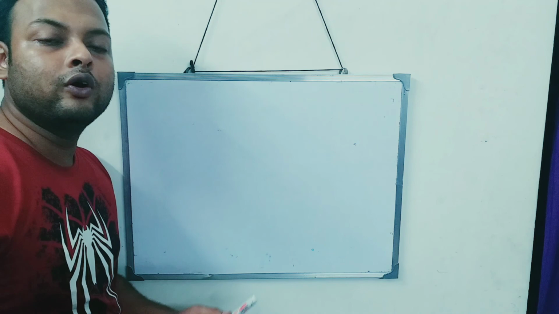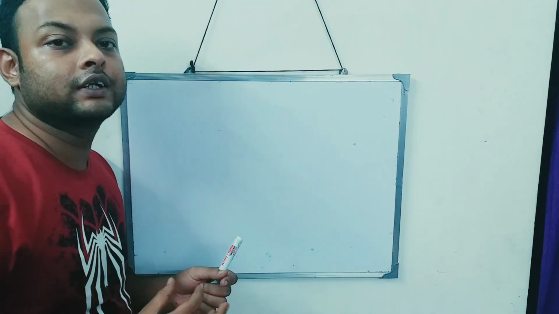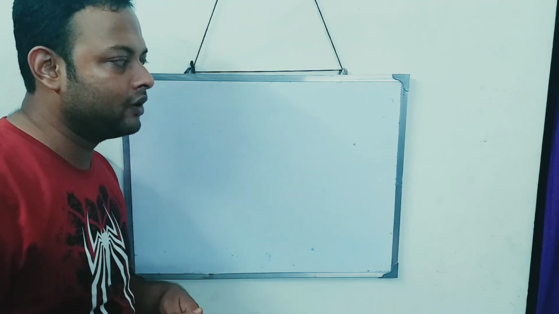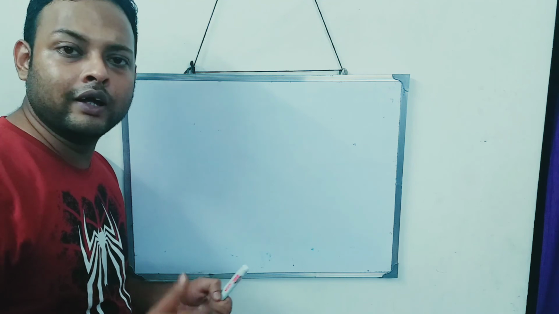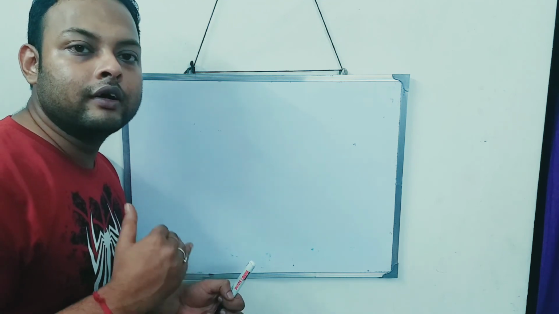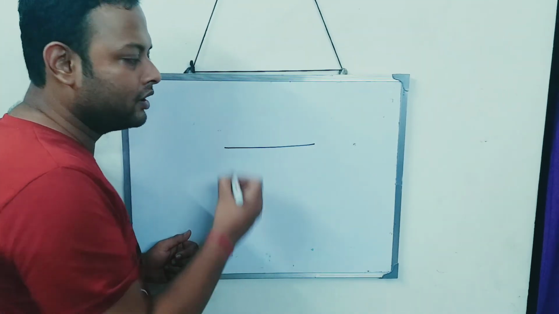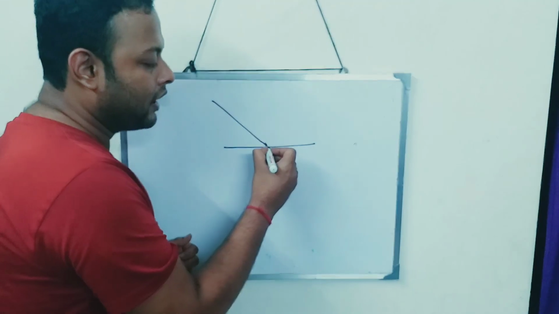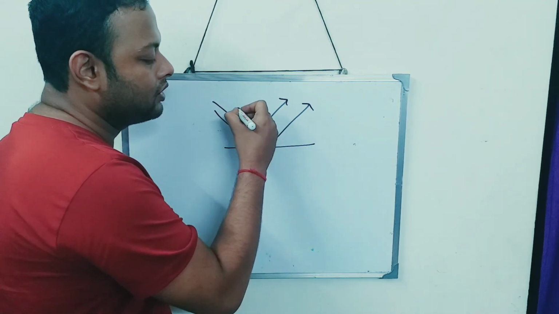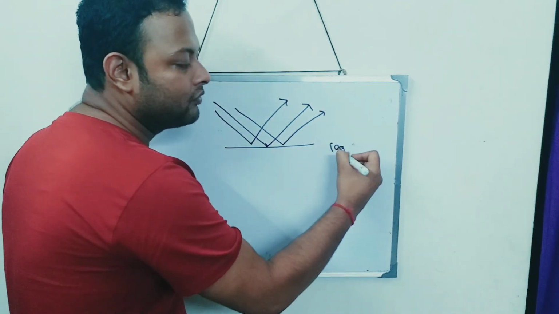Now in this video we will discuss this topic, reflection, in a much more detailed way. Till now I have told you about regular and diffuse reflection. Now we will stick to regular reflection. I have told you what? On the surface of a mirror, if light comes and goes like this, it is called regular reflection.